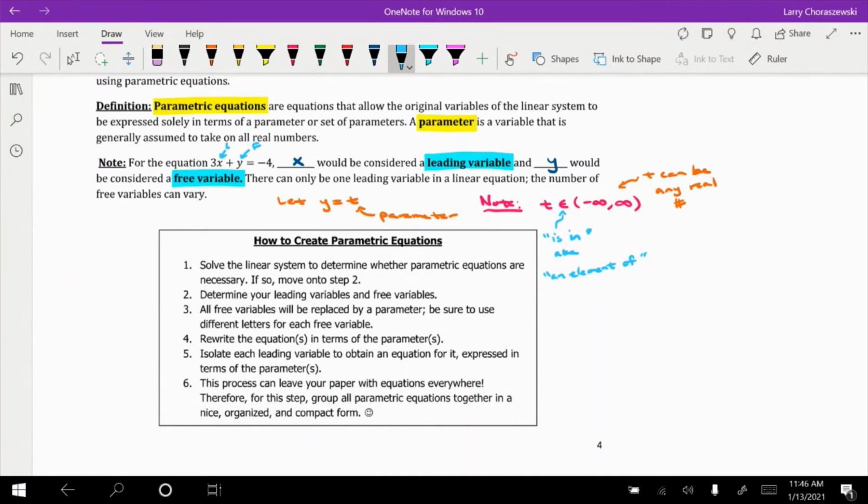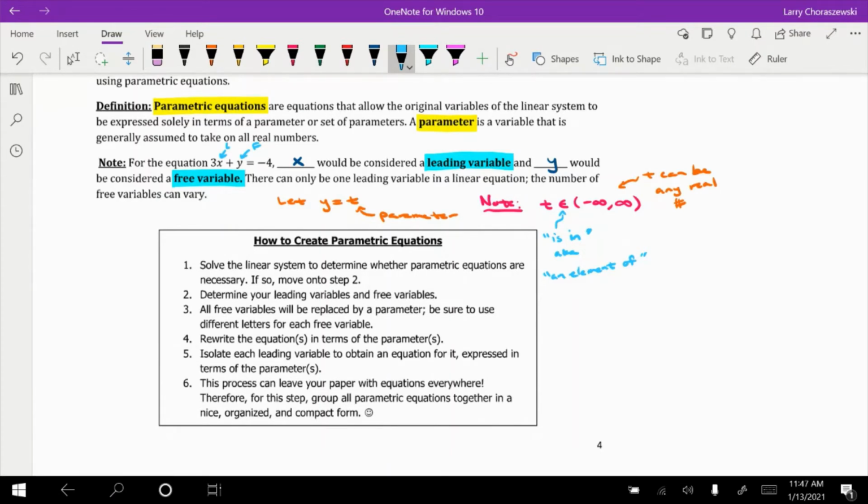Number 3 says all free variables will be replaced by a parameter. If you find that you have 2 or more free variables, use different letters for them. That way there's no confusion. So maybe t, s, r, w sometimes, or even subscript notation like t sub 1, t sub 2, and so on and so forth. Number 4, you rewrite the equations in terms of the parameters. Once you define your parameters, there's going to be a way of expressing your leading variables in terms of those parameters that you've defined.